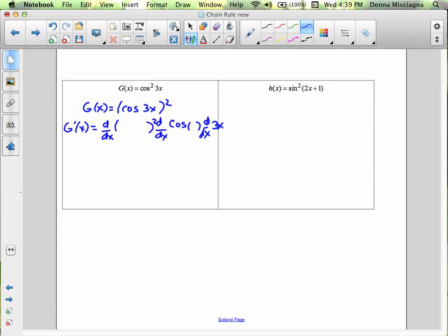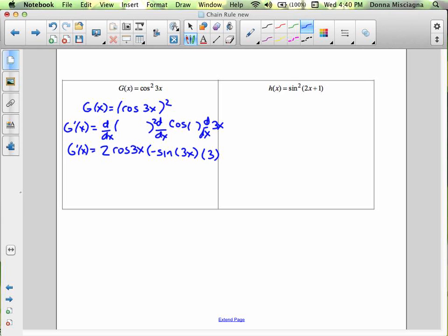All right, so g prime of x equals, the derivative of blob squared is 2 blob. So this would be 2 times cosine 3x, and actually I don't need the parentheses, so I'm not going to use them. Times the derivative of cosine. I'm going to use parentheses here because if I don't, it might look like a subtraction rather than multiplication. The derivative of cosine blob is negative sine blob. The blob is, of course, 3x. And then we need to take the derivative of the 3x. The derivative of 3x is 3.